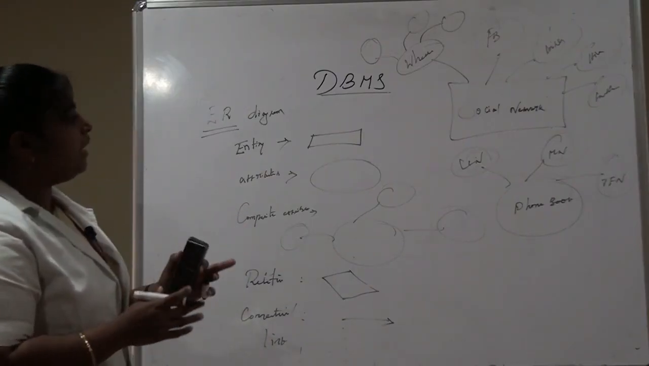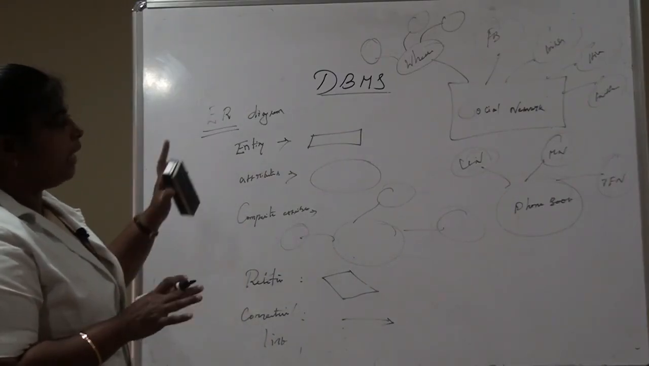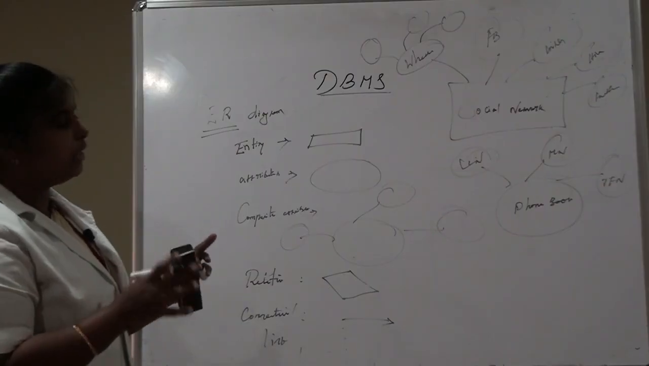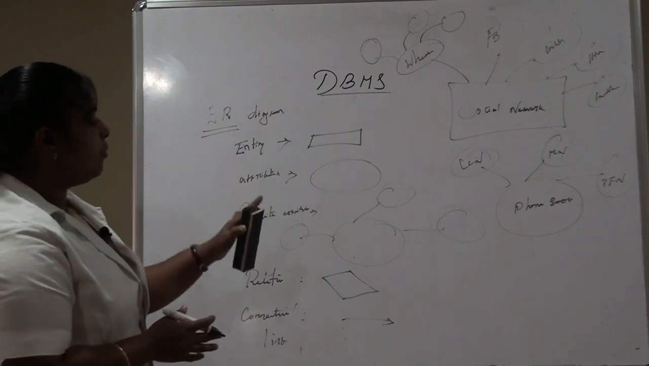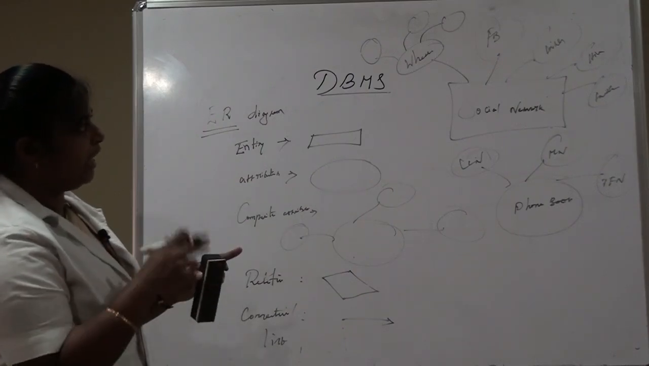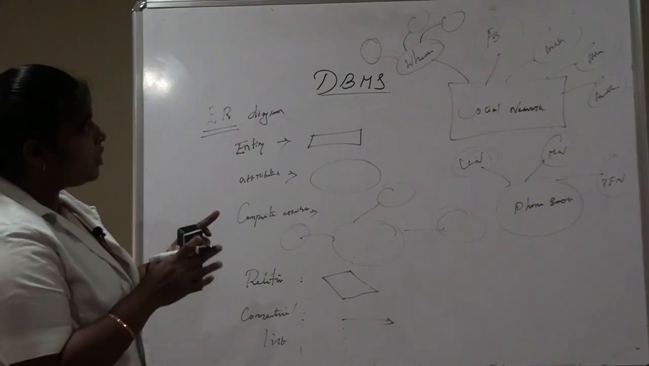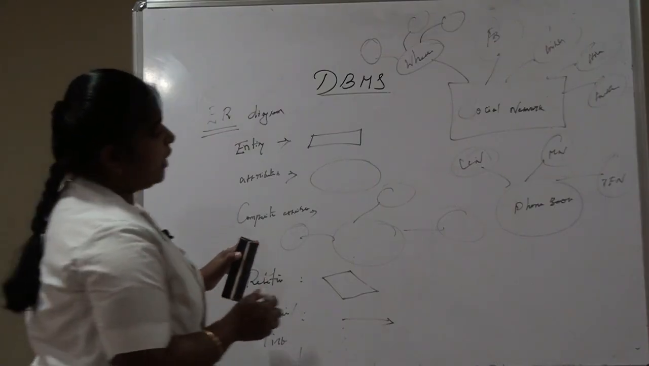So you differentiate what is meant by an entity. An entity is a common real world thing. It consists of a surrounding collection of related attributes. Those attributes we represent with the help of the ellipse symbol. Or else, one more example.